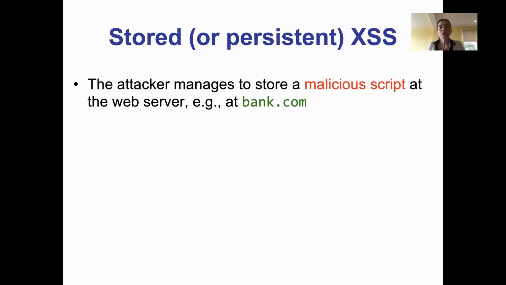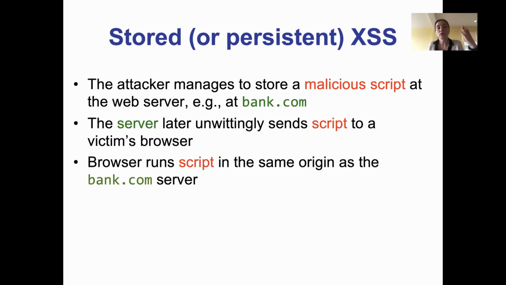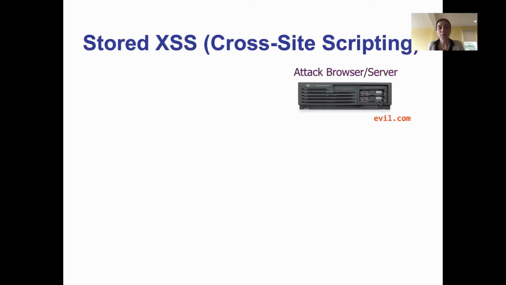So let's start with the stored or persistent XSS. So the attacker somehow manages to store a malicious script at the web server, for example, at bank.com. We'll see how it can do that. The server later sends the script to the victim's browser, most likely without realizing. The victim, because it gets the script as part of the web page, is running the script, and the script is running in the bank.com origin. So it can do anything it wants on that web page.